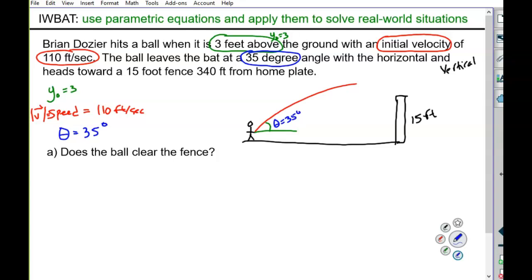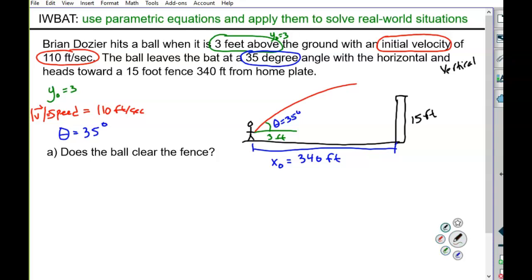And we also know that the distance Brian Dozier is away from the wall is 340 feet. Now wait a minute, that's a horizontal movement, right? That's a motion horizontally, and that's basically how far the ball is the second it makes contact. And then we can say this is 3 feet here because that's roughly where he makes contact with the ball.